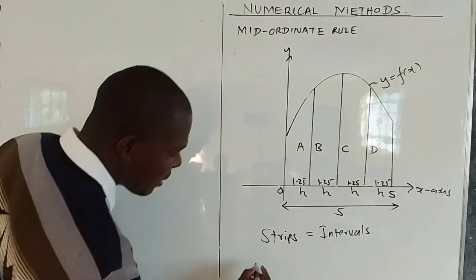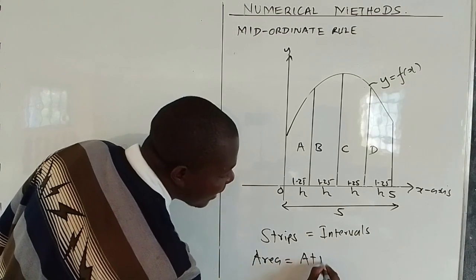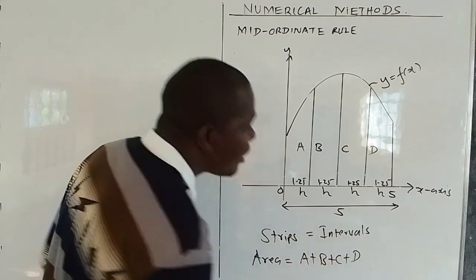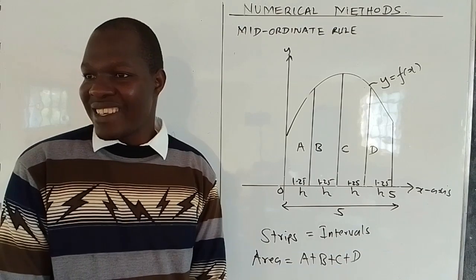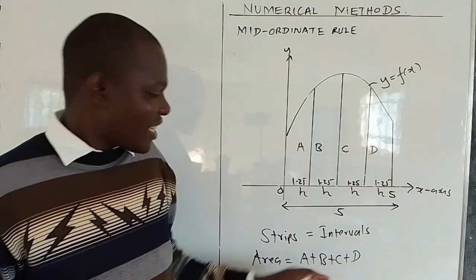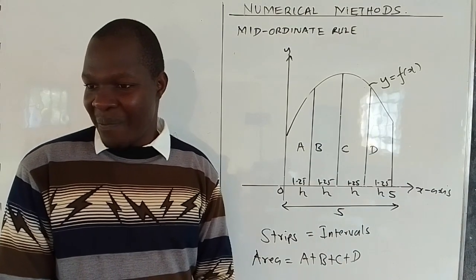So at the moment, what I'm going to look for is the area, which is just the sum of the areas of each and every strip, isn't it? So these A, B, C, D are the strips, the parts. When I'm getting the area under this curve, it is just the sum of the areas of those parts or strips. Are we together?